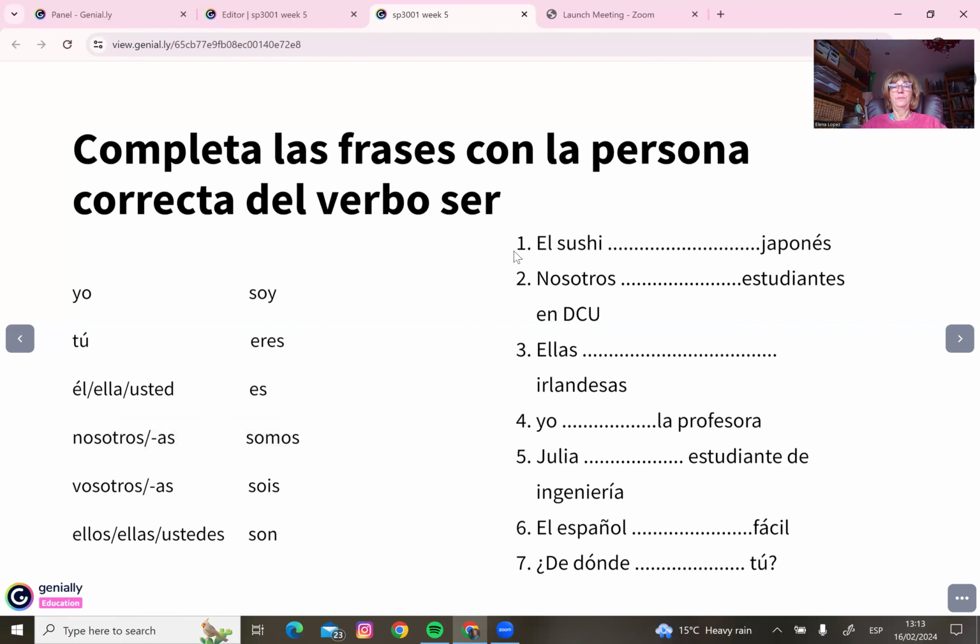For example, number 1, número 1. El sushi, this is él o ella o usted, third person. El sushi es japonés. Nosotros somos estudiantes. Ellas son irlandesas. Yo soy la profesora. Julia, she, ella. Julia es estudiante de ingeniería. El español, it. El español es fácil. Tercera persona del verbo. ¿De dónde eres tú? Where are you from? Yo soy española.